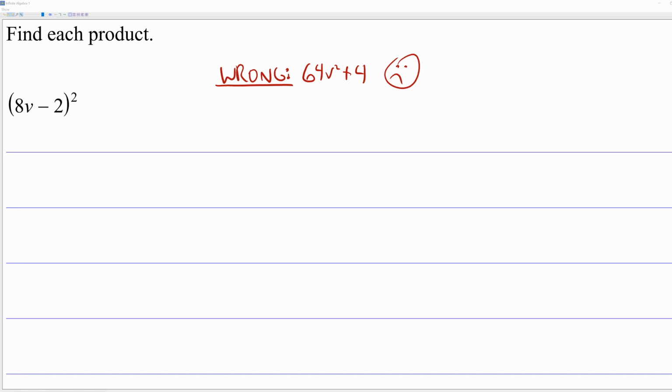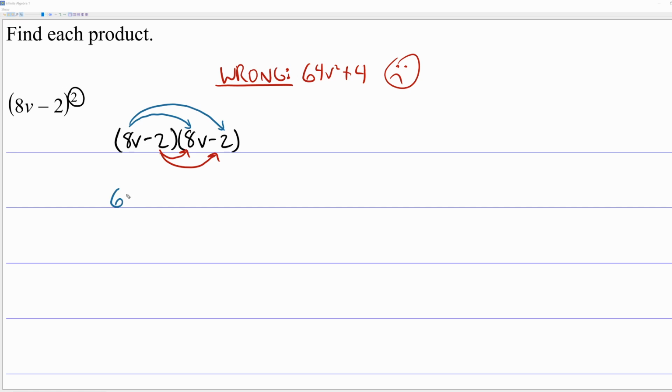So 8v minus 2 quantity squared, if you think about what an exponent 2 means, that means that we're going to multiply the quantity 8v minus 2 times itself, times 8v minus 2. Well, if you watch my prior video on multiplying polynomials, you know how to do this. We're going to distribute from the left to the right. So I'm going to put 2 arrows in blue, and I'll put 2 arrows in red. And if you follow those 4 arrows, you know that we're going to have 4 terms.